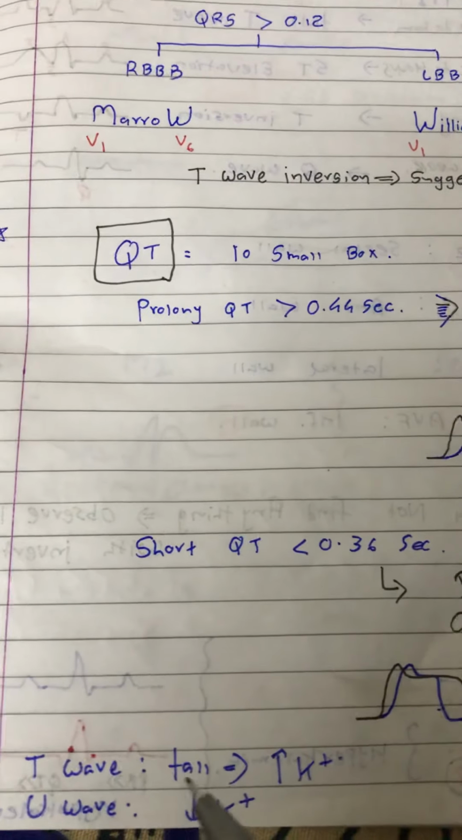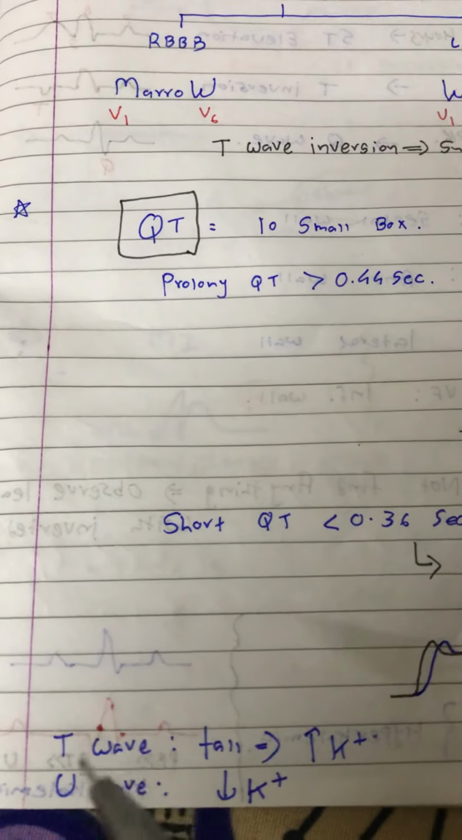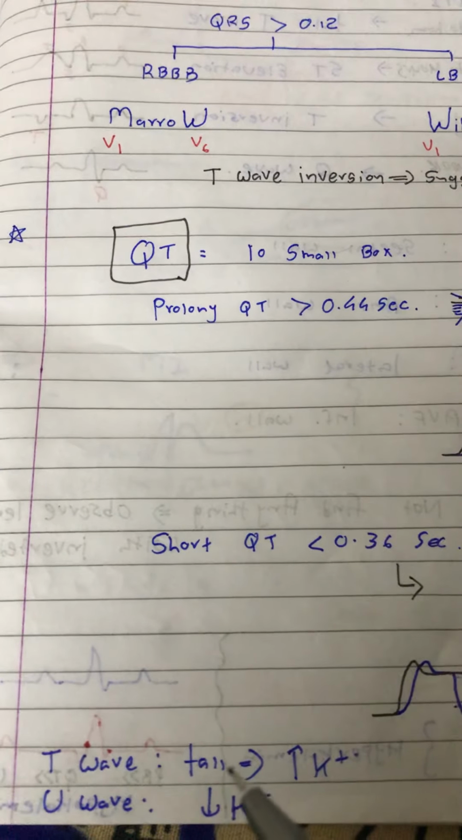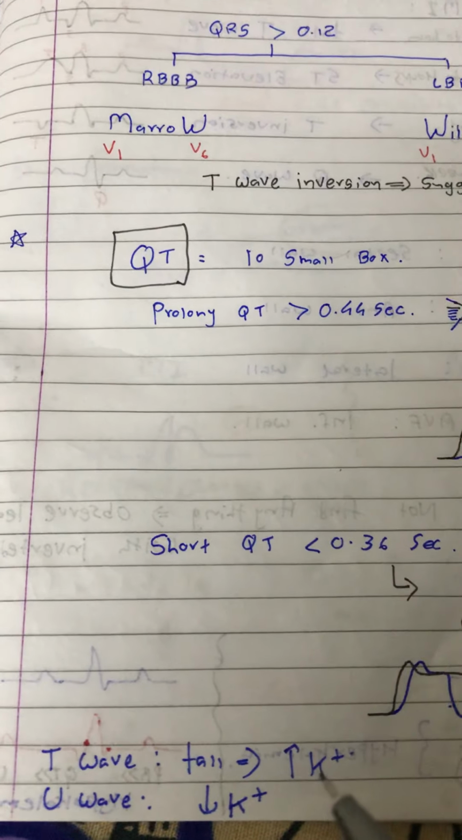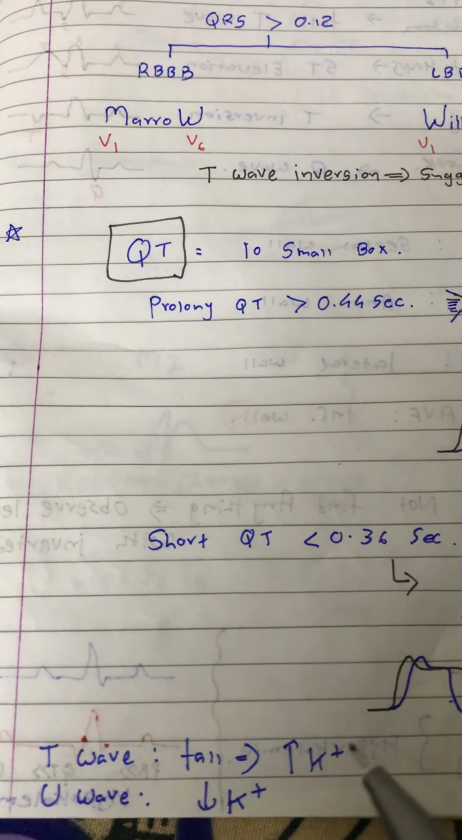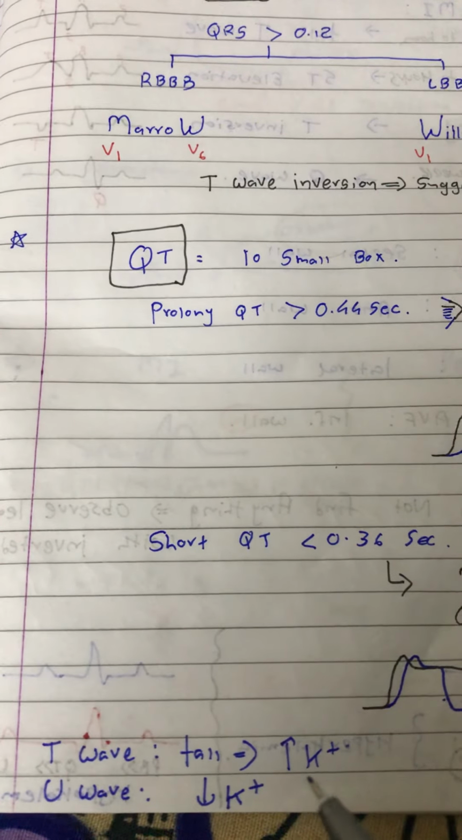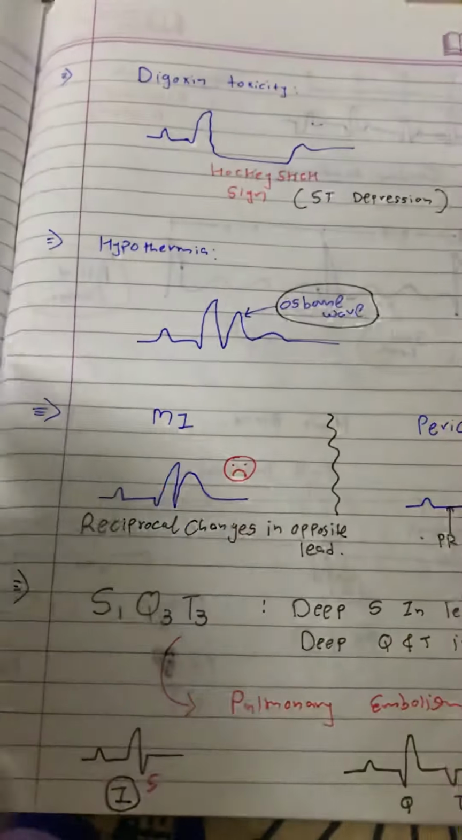Okay, and after the QT interval we focus on the T wave. If the T wave is tall, then there is hyperkalemia, and if a U wave is seen, then hypokalemia.